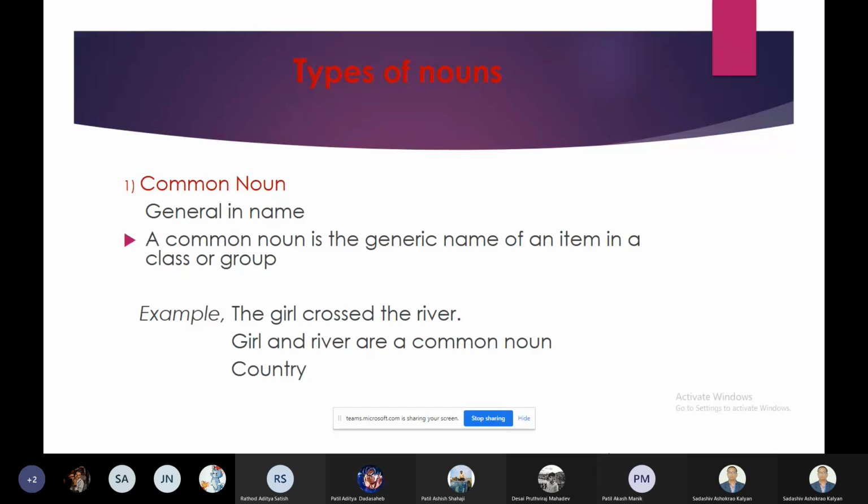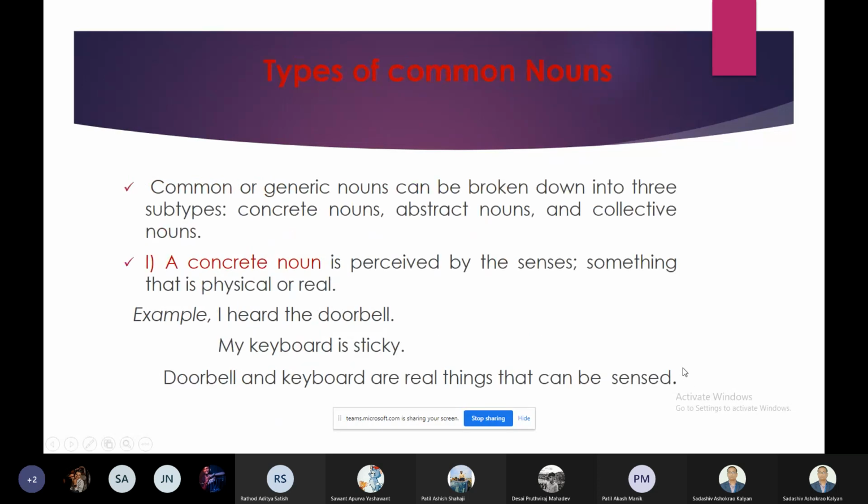As we can see in the example, the country is considered a common noun. The girl crossed the river. In this example, the girl and the river are both used as common nouns because both are suggesting one particular class. So that's why it is called the common noun. There are also various types of common nouns that we found here.